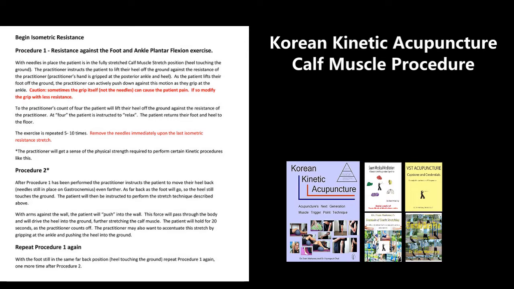So we're doing these isometric stretches. The patient's heels on the ground, and we've tested their comfort level. So you grip the back of the ankle and you instruct them to lift their heel up off the ground as you push down. You're actively pushing down against their resistance. So, to the practitioner's count of 4, the patient will lift their heel off the ground against the resistance of the practitioner. At 4, the patient is instructed to relax.